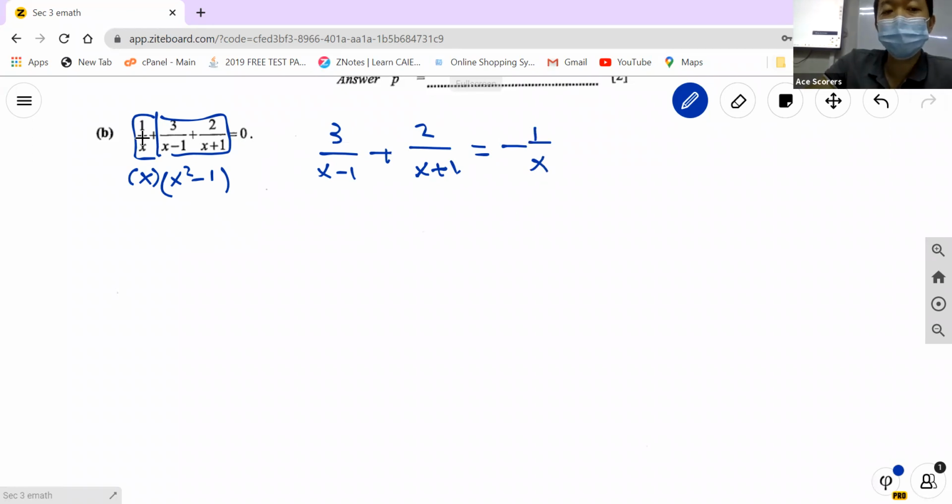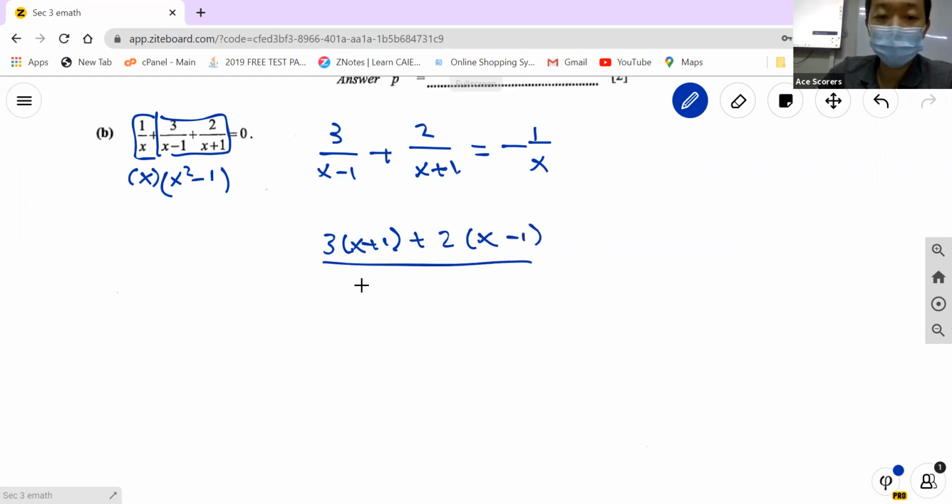Because equals 0. So what did I do here? I remove the 1 over x, put it there. But if I want to combine everything, it's fine. So here I combine. I know that the common denominator is x squared minus 1. So here the top must multiply with x plus 1, plus 2 times x minus 1, over x squared minus 1 equals negative 1 over x. It's the same. Eventually we get the same stuff.